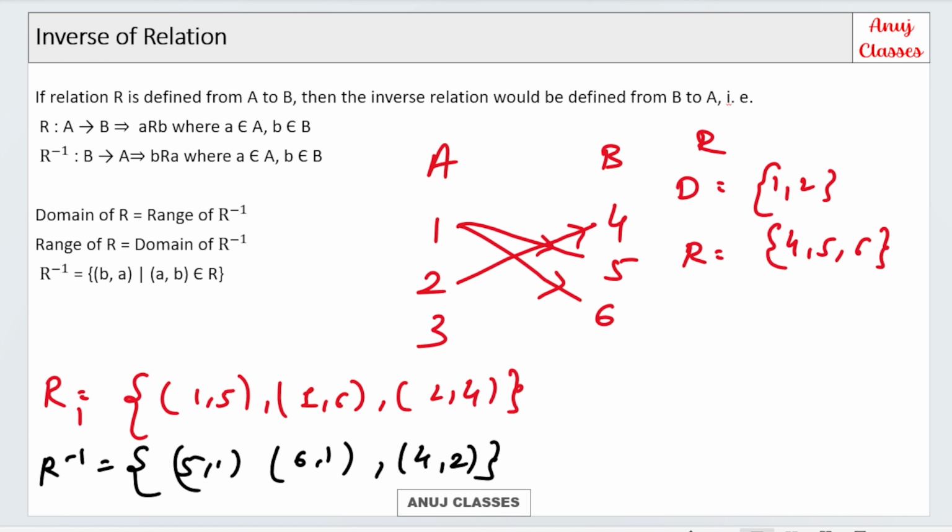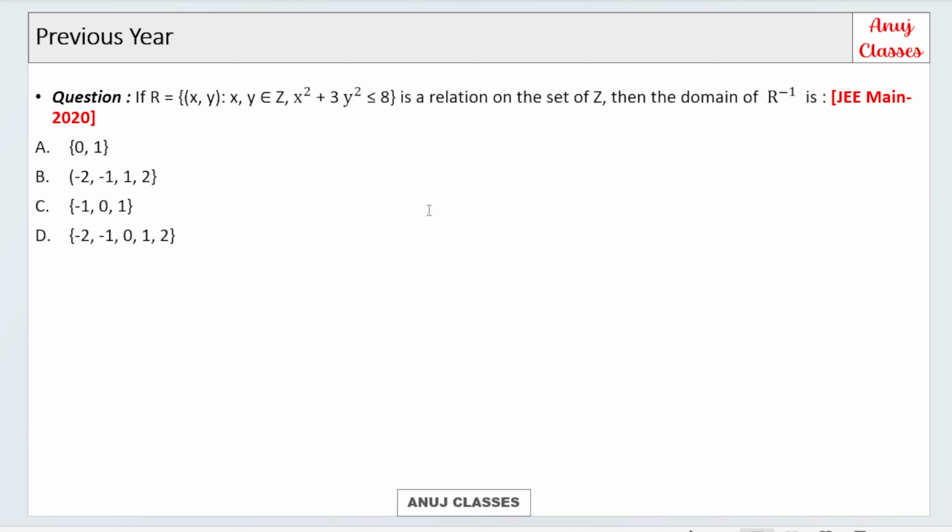But for the reverse it will be completely interchanged, like here the domain will be 4, 5, 6, and the range will be 1 and 2. We will have more clarity with the example. So in the next we will see a previous year question.